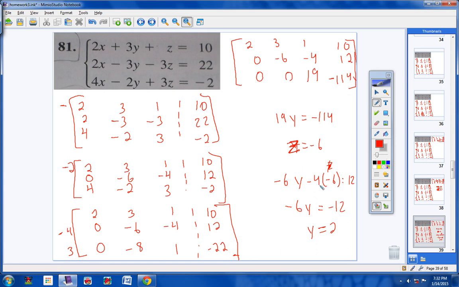Okay, and then bring that over, make it a -24. A 12 and a -24 would be a -12. Then divide both sides by a -6, and y equals 2. Okay, so y equals 2.